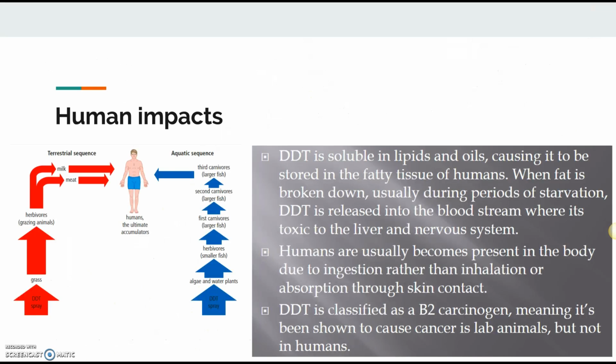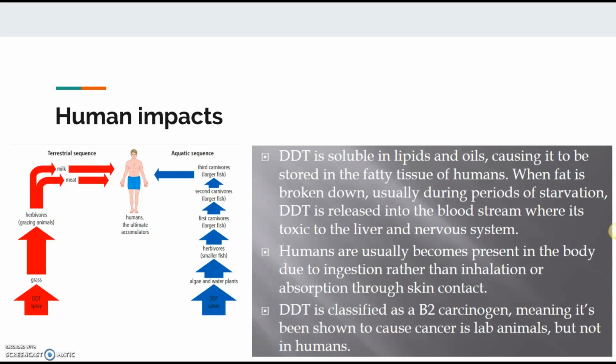So what does this mean for humans? Well, DDT is soluble in lipids and oils. So one of the things is that once it's inside the fatty tissue of the organism, it's going to stay there inside that fatty tissue. And what happens is when that fatty tissue breaks down, so if you're going on a diet, you're working out a lot, you start breaking down a lot of that fatty tissue, the chemical then is released directly into the bloodstream. So for humans, when DDT is released into the bloodstream, it attacks the liver and the nervous system.